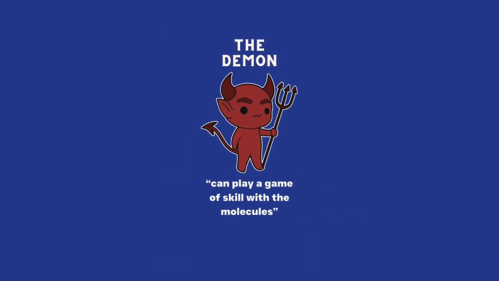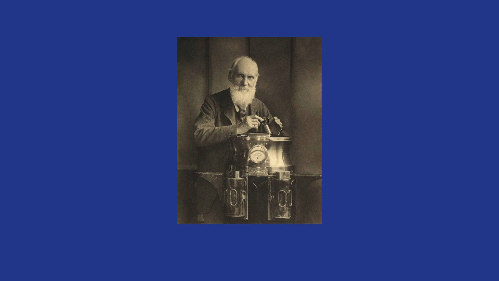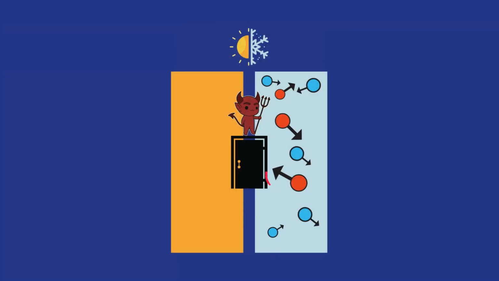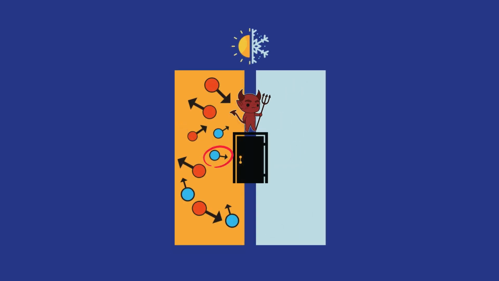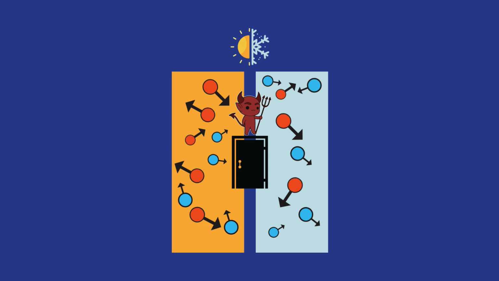Now meet our demon. Maxwell referred to him as a being who can play a game of skill with the molecules, but let's just stick to demon for short, as Lord Kelvin named him. Our demon opens a door between the two chambers, and every time he sees a fast-moving particle approaching from the right chamber, he lets it pass to the left. When the demon sees a slow-moving particle approaching the door, he does the opposite and allows it to pass to the right. In any other case, he just shuts the door and the particle bounces.